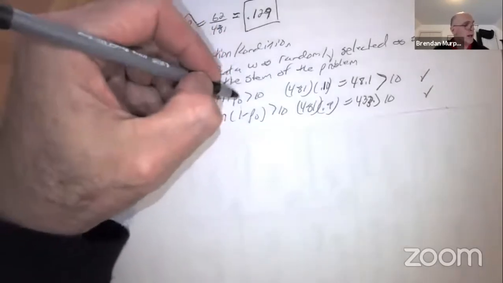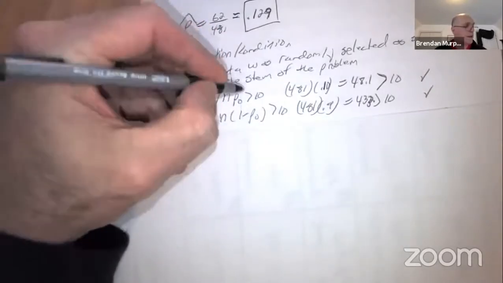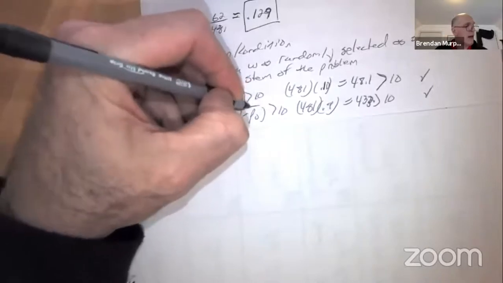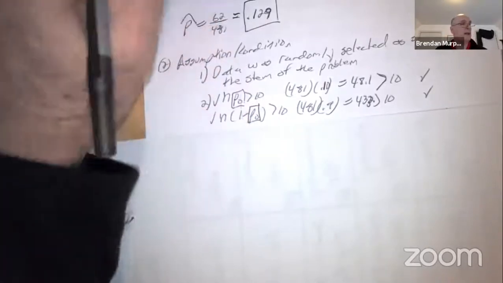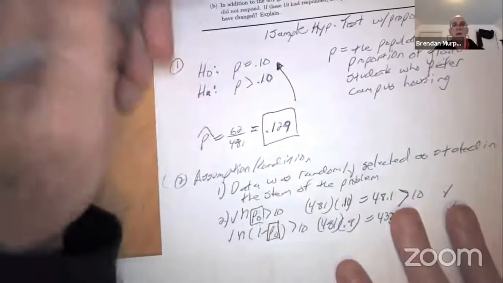Now, be careful here when we're doing a hypothesis test. That value there and that number there are based upon your null hypothesis, which is sort of the first thing I wrote.